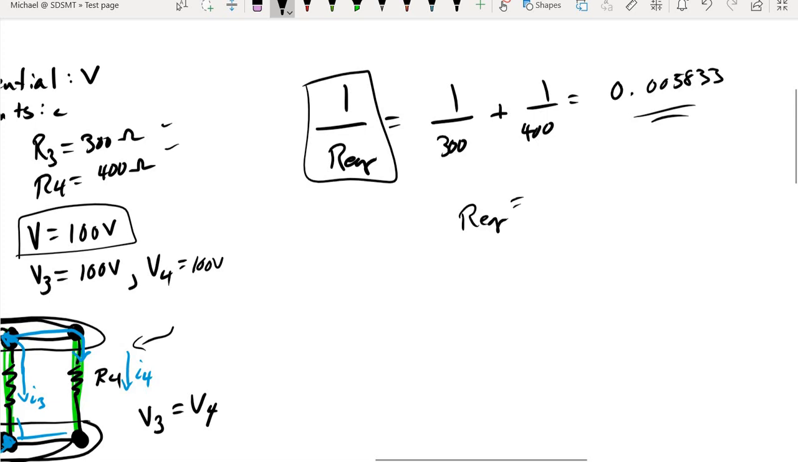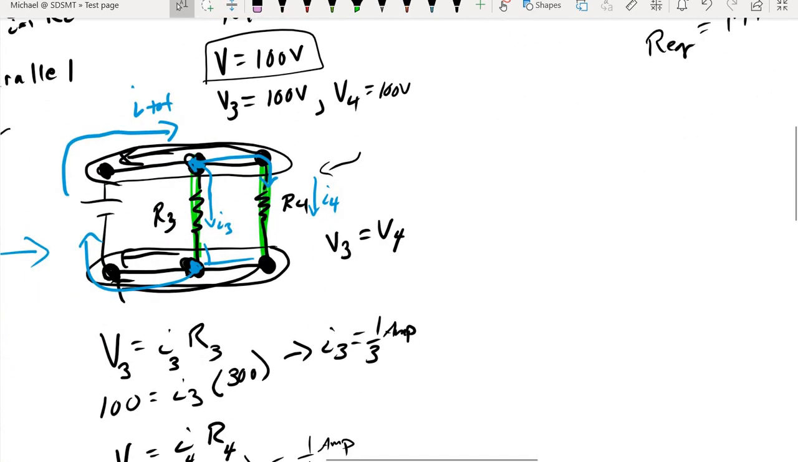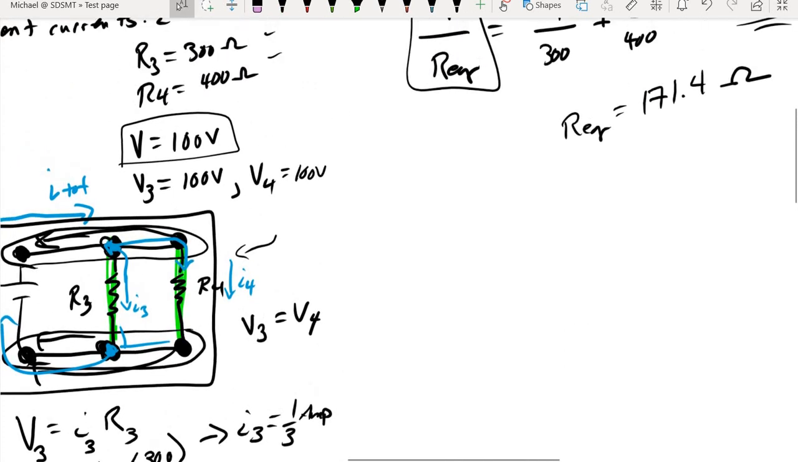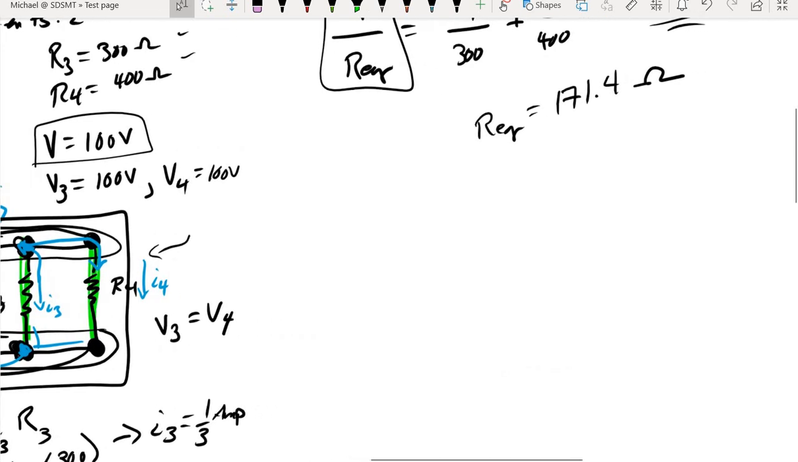So I'm going to take that 0.0058 and use it to divide 1. And when we do that, we get a value of 171.4 ohms. So this is the equivalent resistance for our resistors connected in parallel. And this equivalent resistance is completely independent of the battery that we are hooked up to.